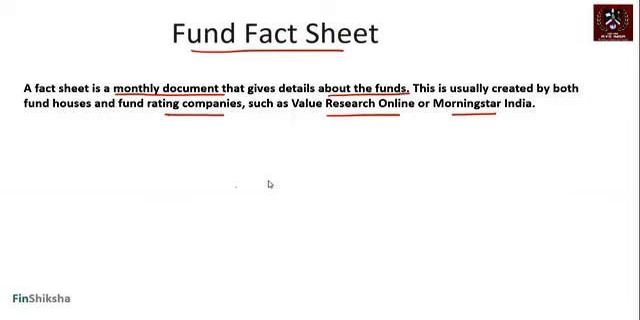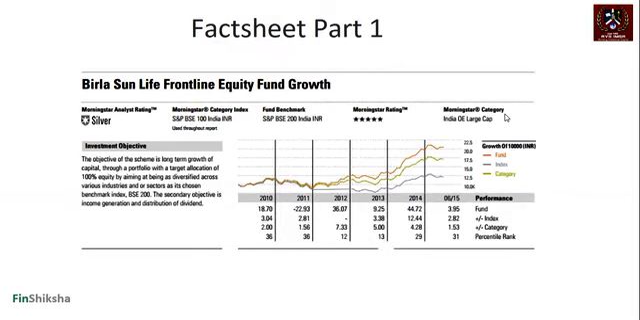Let's look at what this fact sheet would appear like. If you look at the fact sheet carefully, it would talk first about the rating. It's a silver rated fund. Its category index is BSE 100, right? The fund house though uses a benchmark called BSE 200. It says 200 top stocks in India. It's a large cap fund.